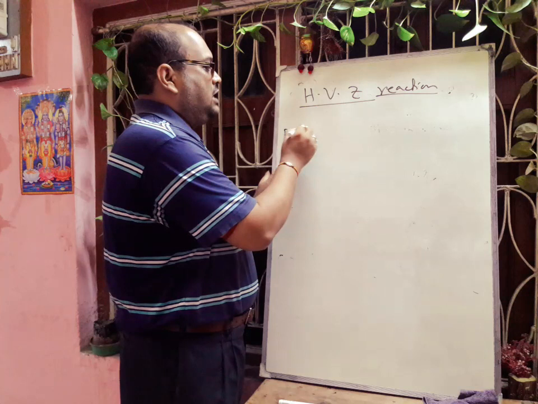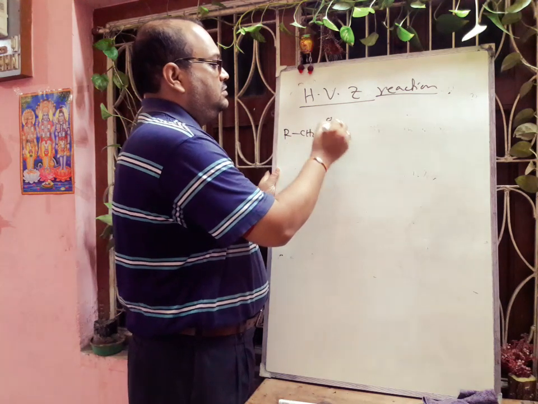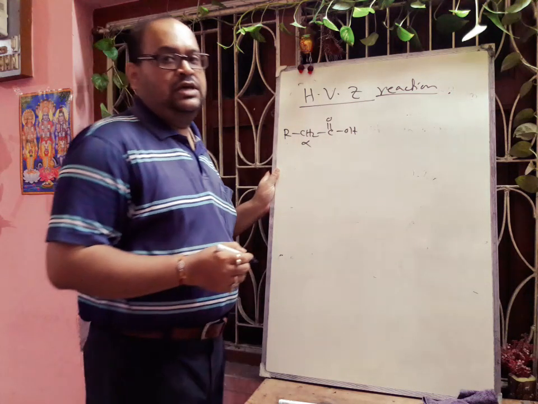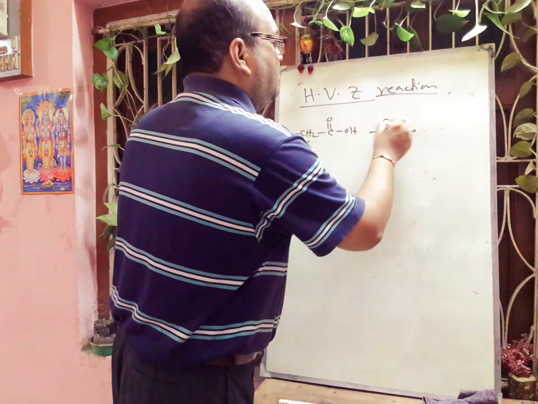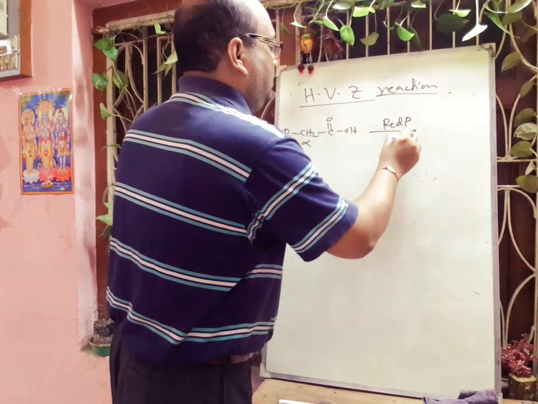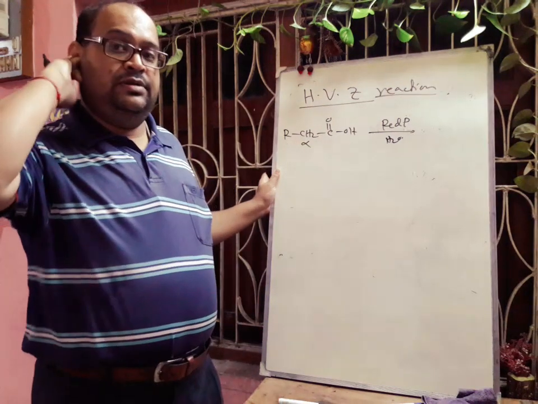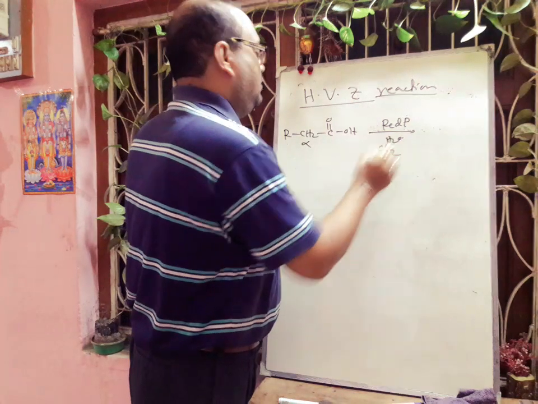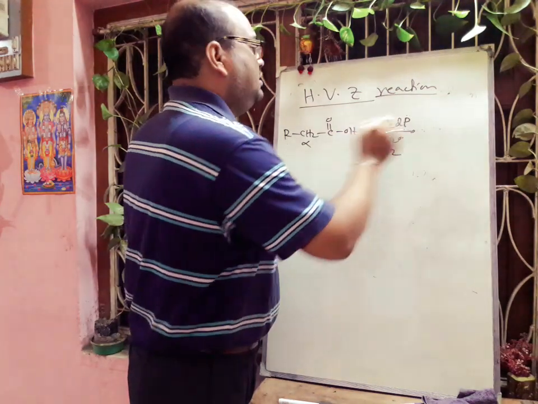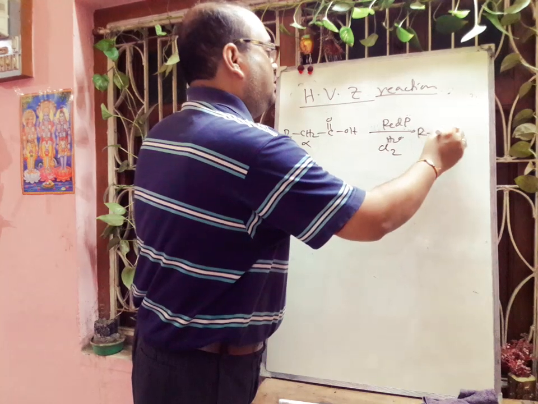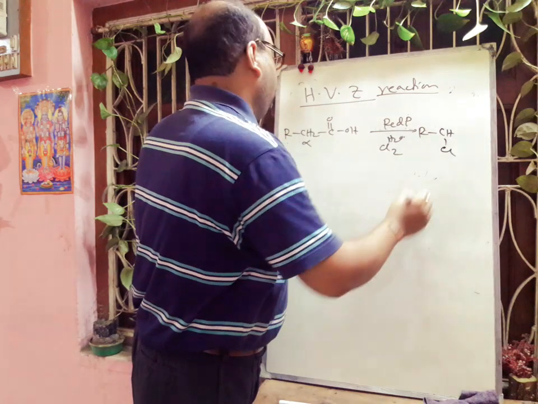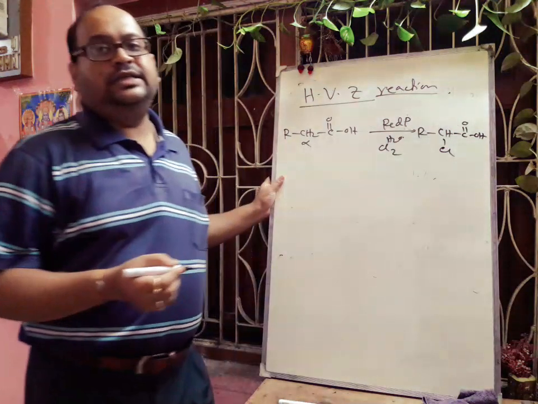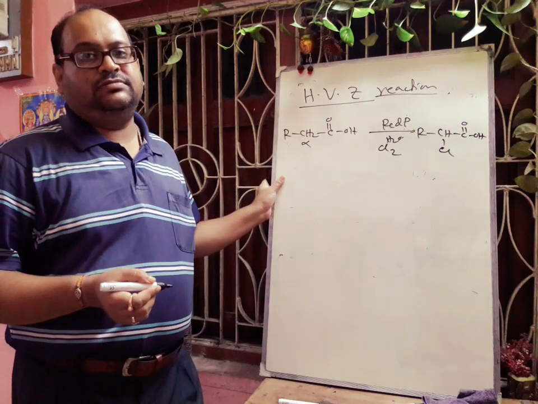If we take RCH2COOH, this one is the alpha carbon, and here if we use red phosphorus, water, and one halogen, here we are using chlorine, then there will be replacement of the alpha hydrogen and we will get this product. This reaction is called the HVZ reaction.